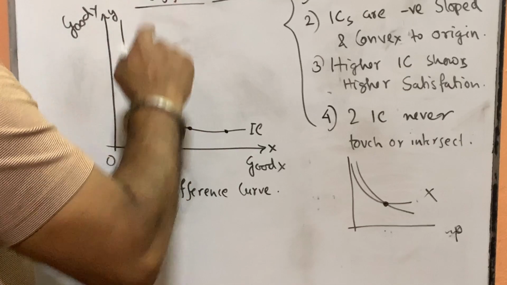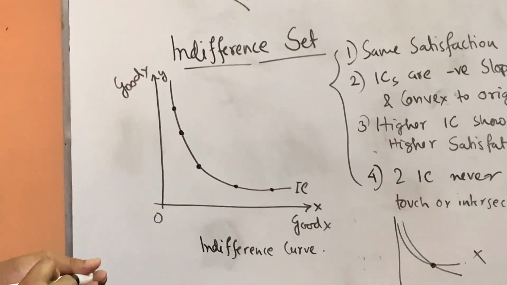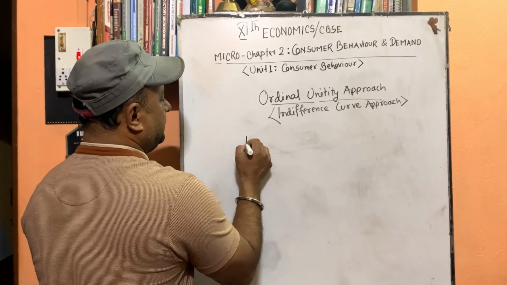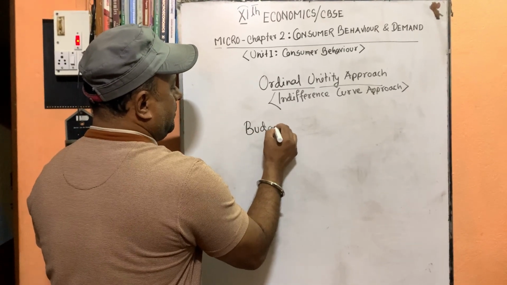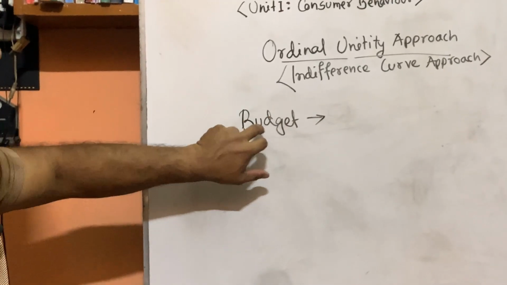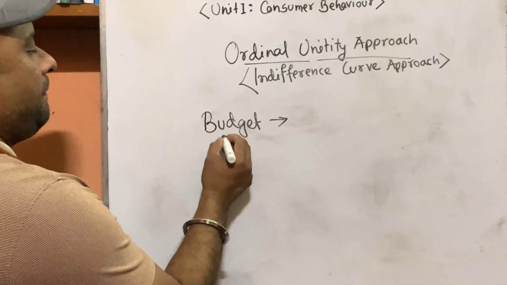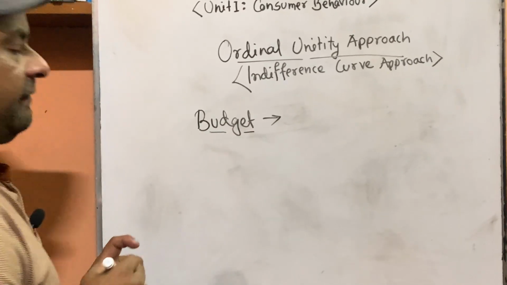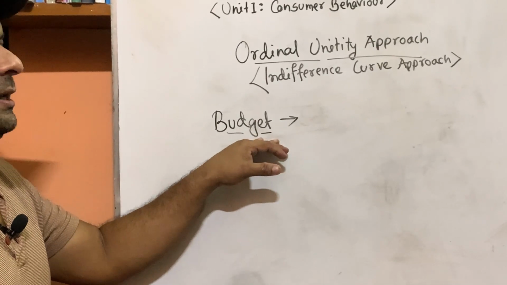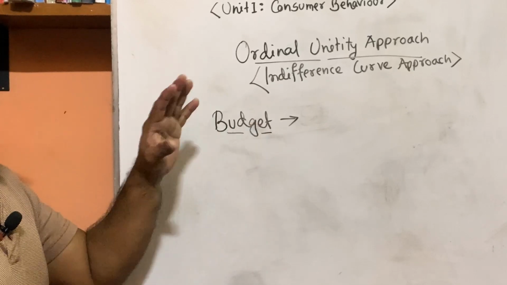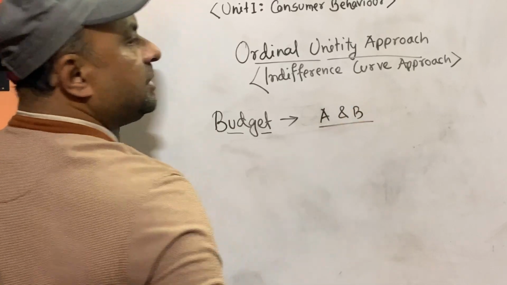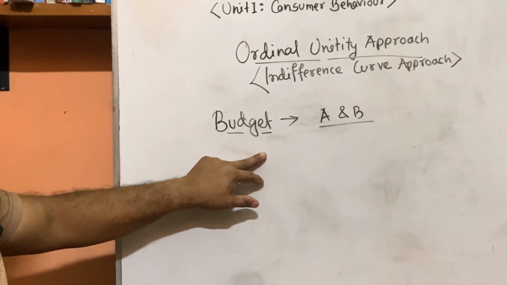Based on that, we can calculate the consumer's equilibrium in the ordinal utility approach. Now, the consumer's budget. In the ordinal utility approach, we require a budget also. Budget means how much money the consumer has in his pocket, that is, how much he wants to spend in the market. Suppose he wants to purchase two goods, A and B. On those two goods, how much he wants to spend is the consumer's budget.